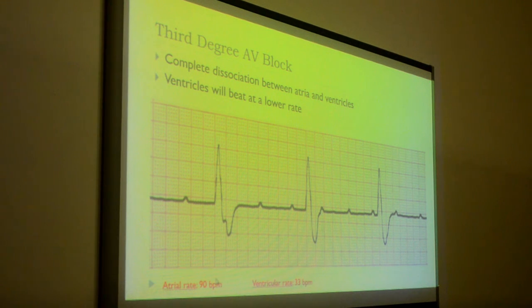This is the SA node is the one controlling it. What about the ventricular rate? It's 33. What is the new pacemaker of this heart? The ventricles. It's between 20 to 40. And these patients, they need pacemakers.